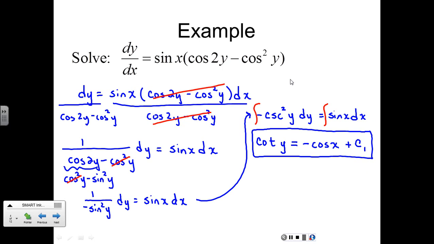So wouldn't you be able to lift the cotangent and multiply by the reciprocal of it, just cosine over sine, and then multiply to the other side? And then you have y by itself?